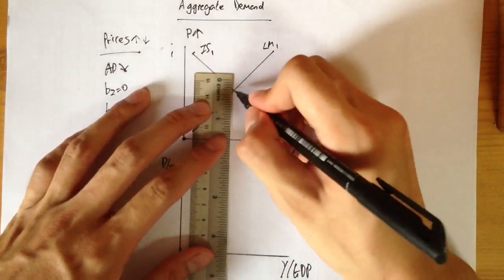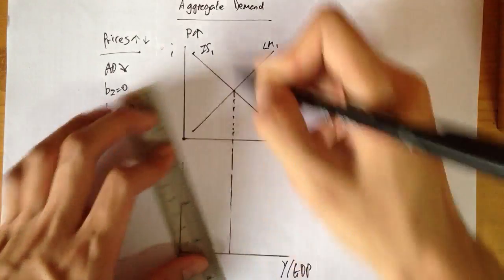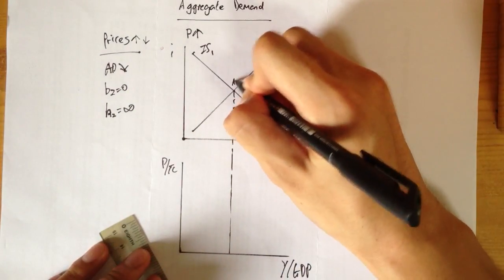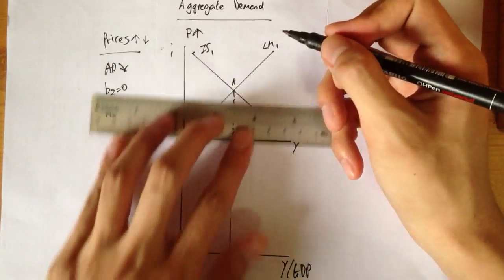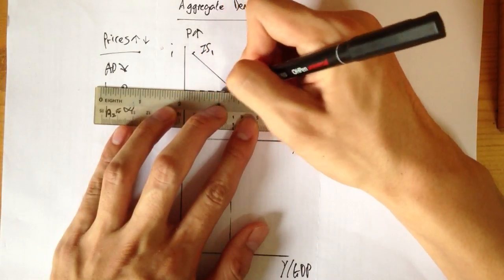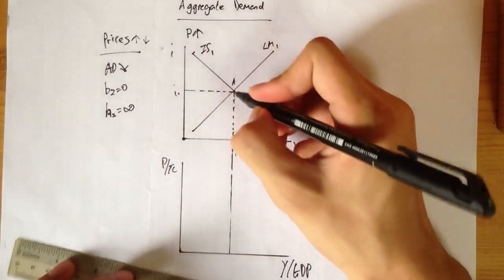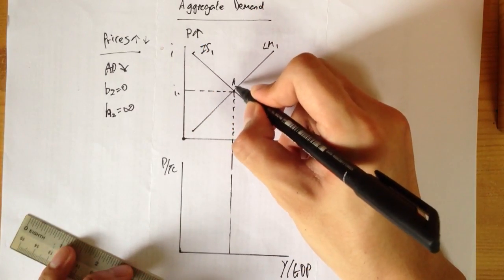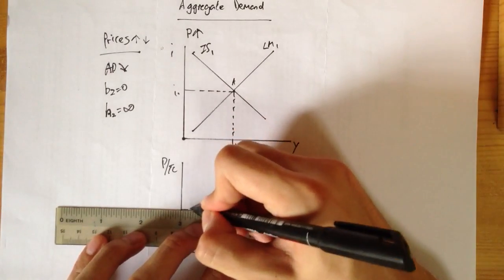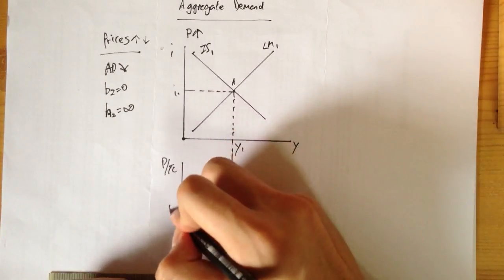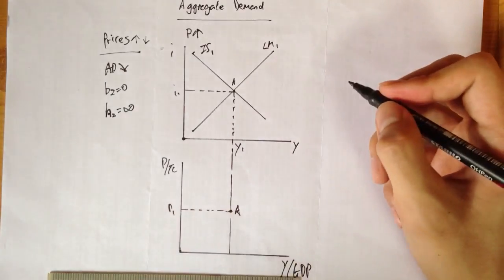And then at this level, you have your equilibrium A, and here you have your output of Y1 and interest rate of I1. And as we know, at this equilibrium point A, you have your price P1, and then your point A.